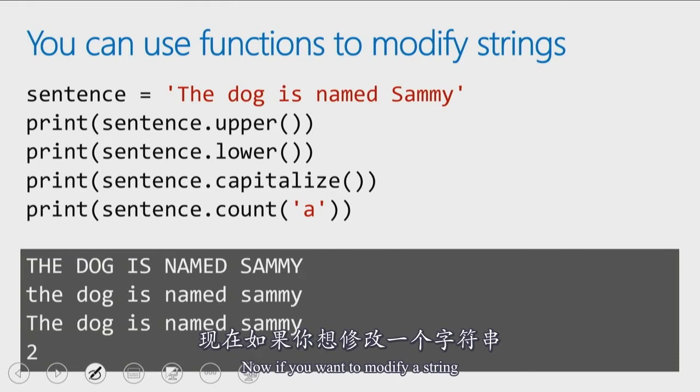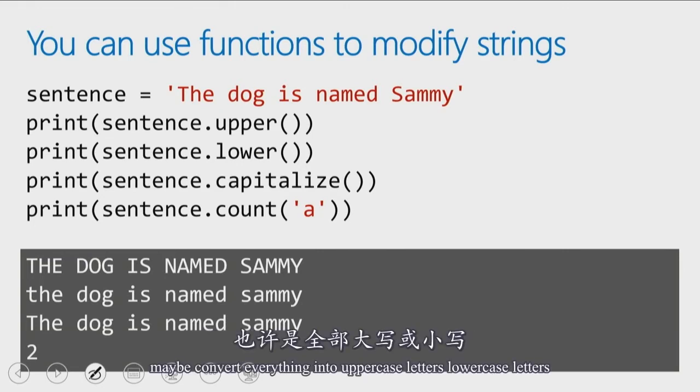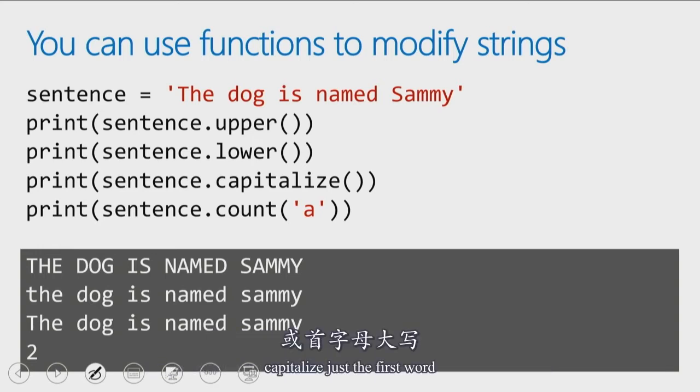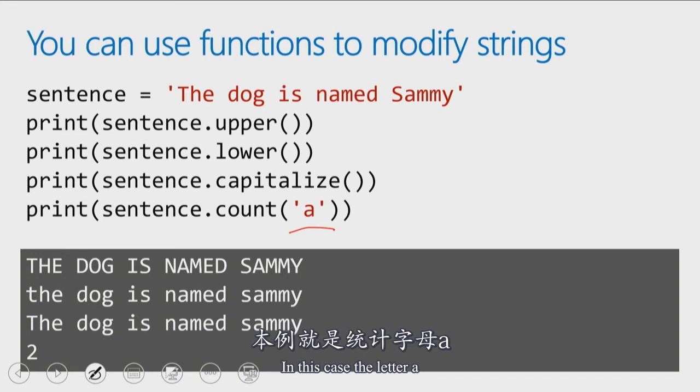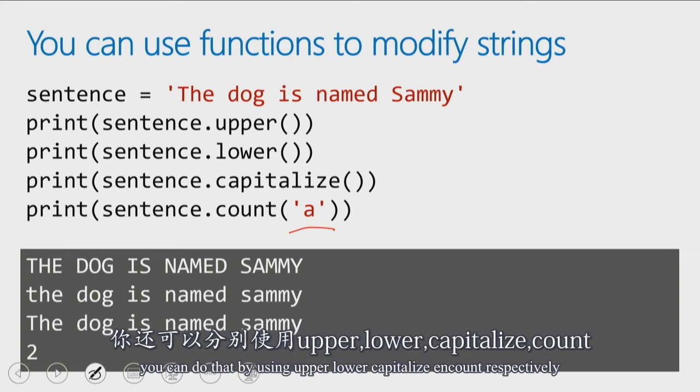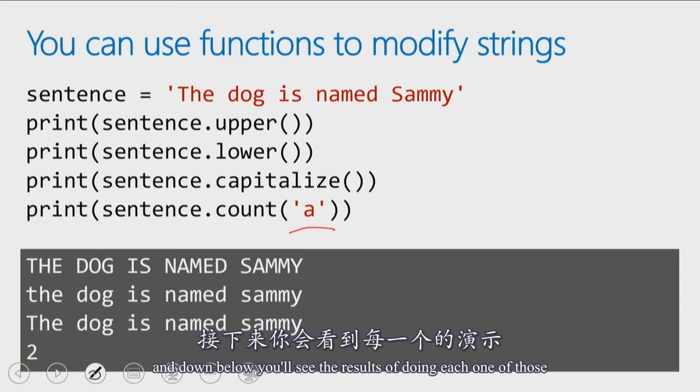Now, if you want to modify a string, maybe convert everything into uppercase letters, lowercase letters, capitalize just the first word, or potentially count all of the instances of a particular string, in this case the letter A, you can do that by using upper, lower, capitalize, and count respectively. And down below, you'll see the results of doing each one of those.